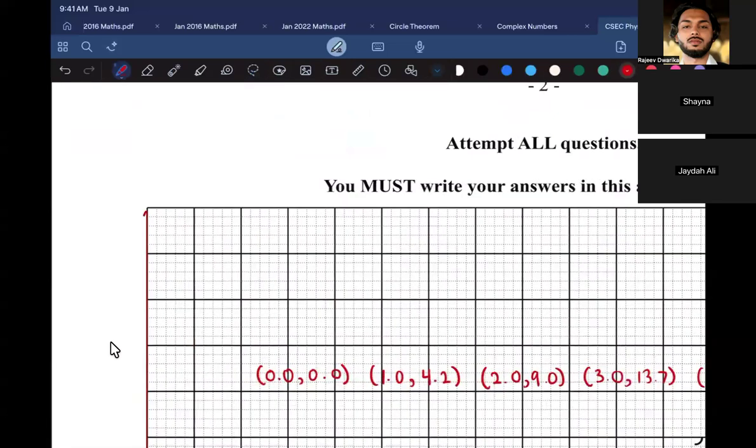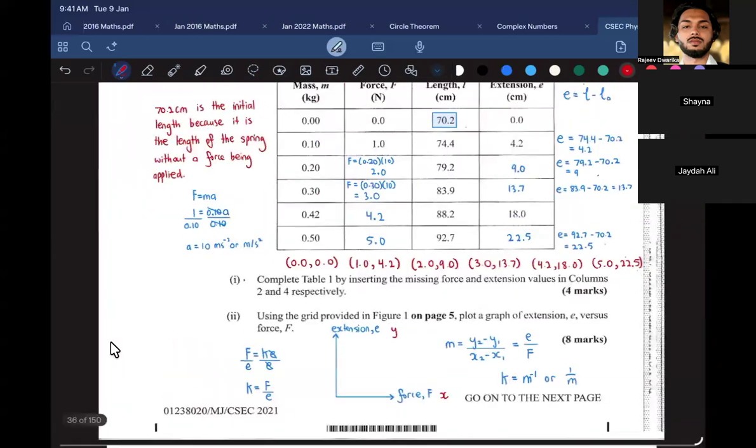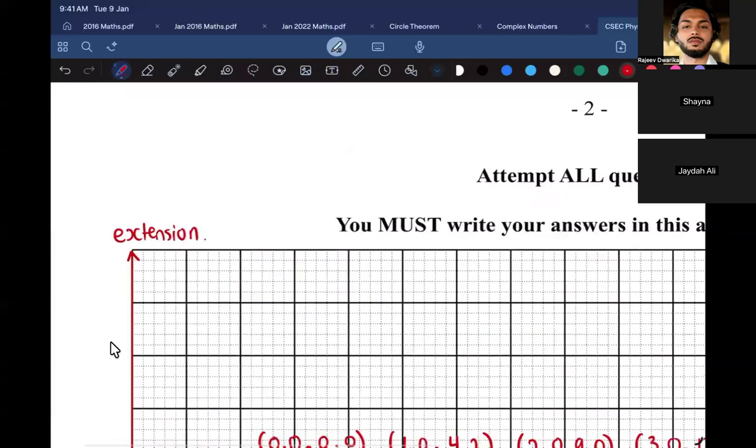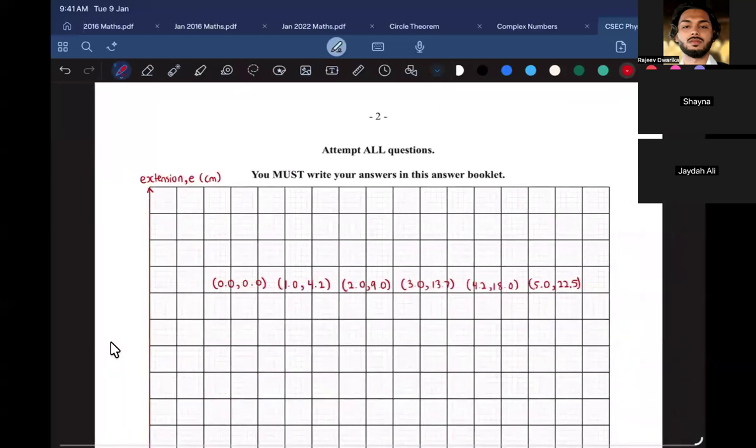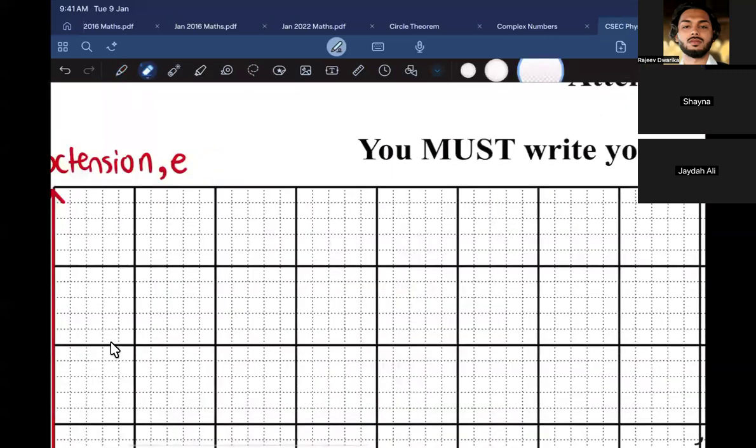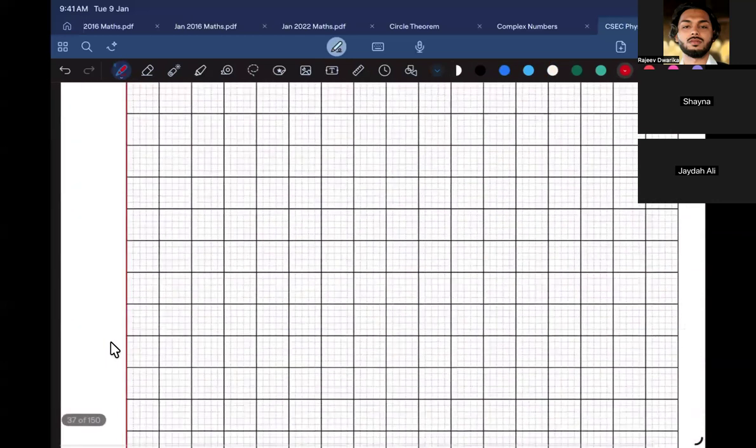So this axis here was extension, right? Because it said extension E versus force. So you're going to put extension E, and in brackets you should put the units. The units for this would be centimeters, right? Tell me if you go with that. Yes. You could write it like that, or you could choose to write it like this: E/cm.